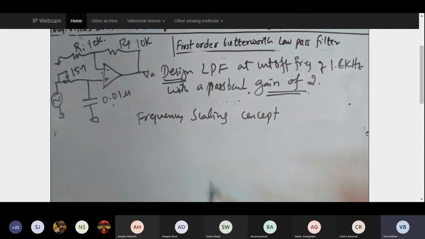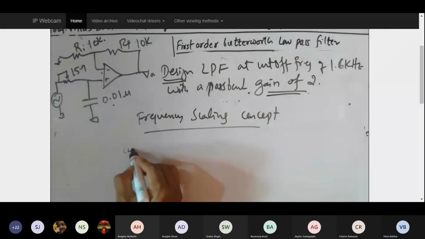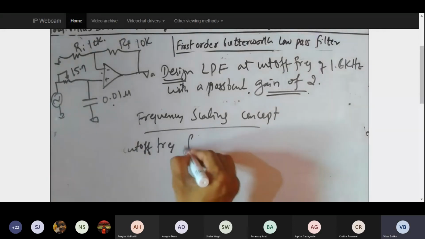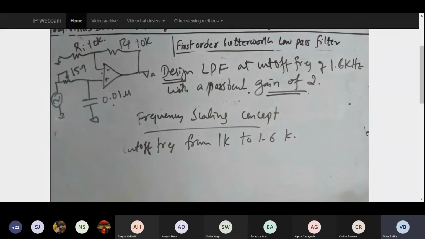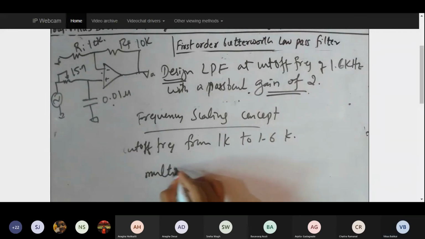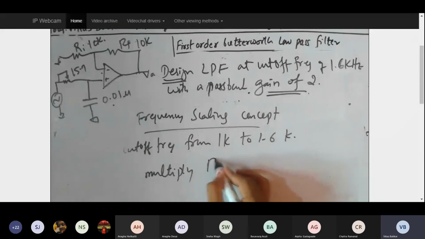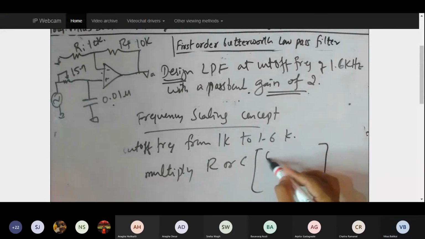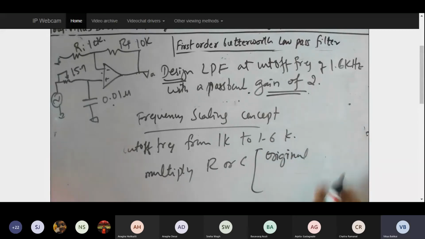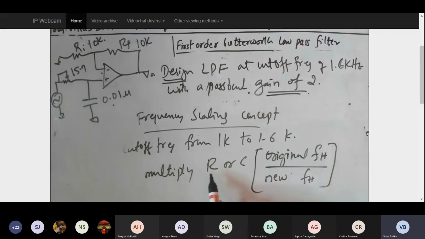If I apply the frequency scaling concept, there is no necessity to redesign. To change the cutoff frequency from 1k to 1.6k, I am going to multiply R or C with this particular term: the original cutoff frequency divided by the new FH. Don't multiply both R and C with this particular term.